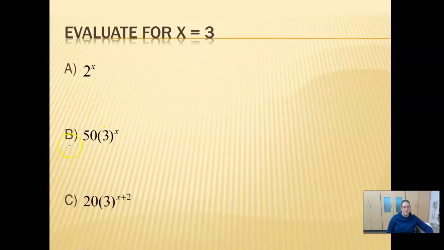So the first thing I wanted to point out here is that when we have a variable in our exponent and we are plugging in a value, so we're going to plug in x equals 3 to all three of these, I just have to make sure that my order of operations is correct. On just a base number to the third power, we know that's 2 times 2 times 2, so that's going to be equal to 8.